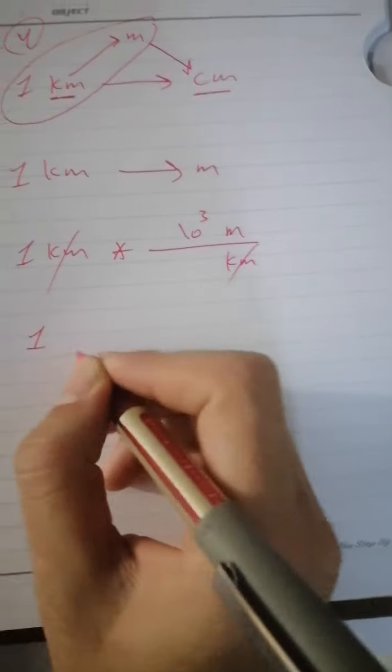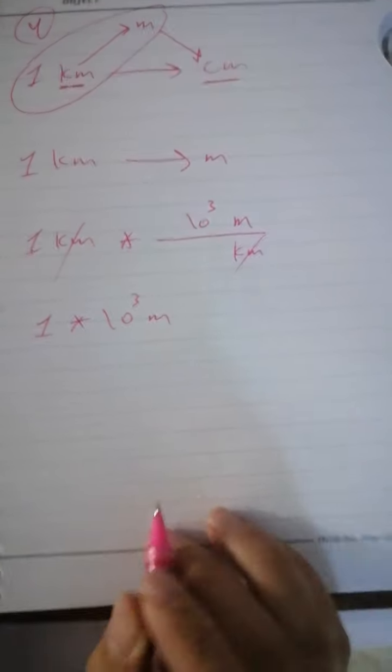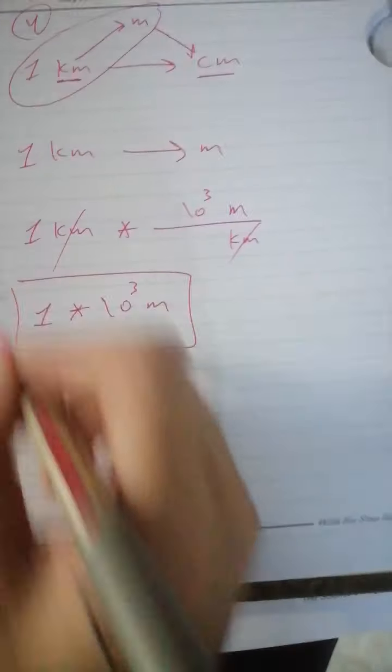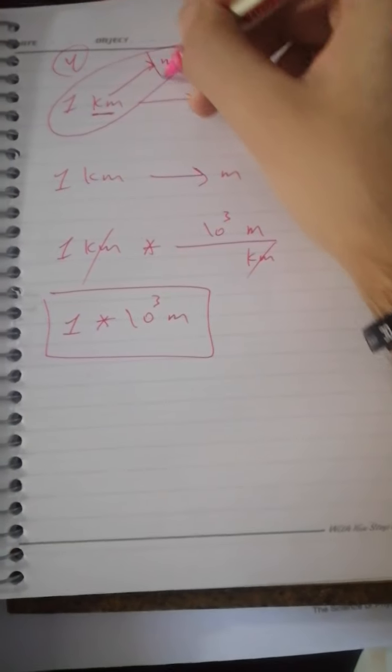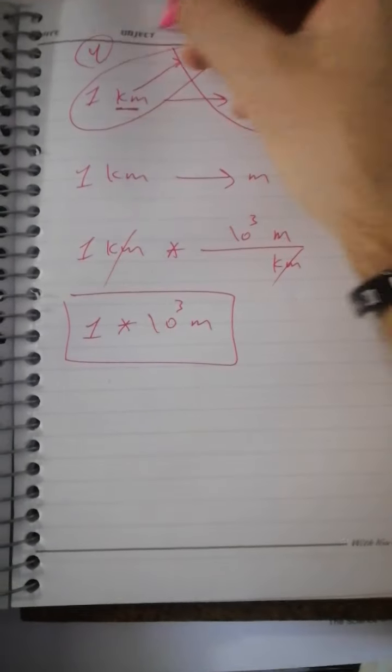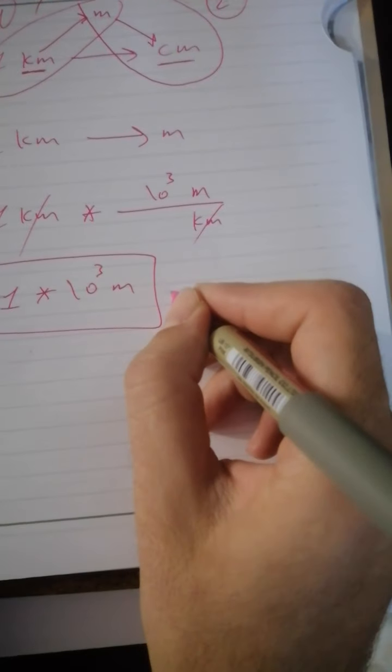Now I don't need to flip the signs. I'll simply just add the numbers. 1 times 10 to the power 3 meters. Okay, so I've got the meter. All right, so we can go to the second step. From meters to centimeters. That's my second step. All right, so I'm going to change that into centimeter. Okay, let me do that.